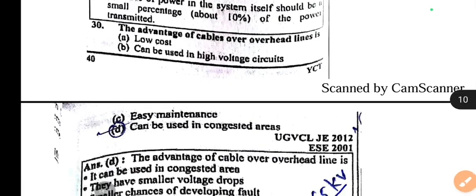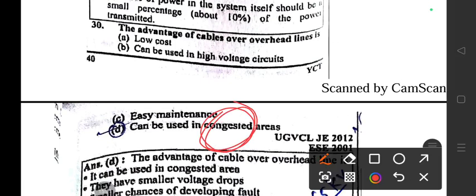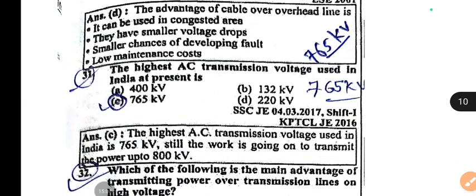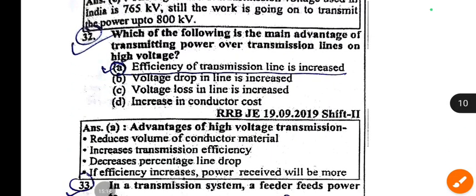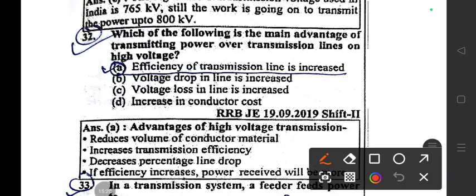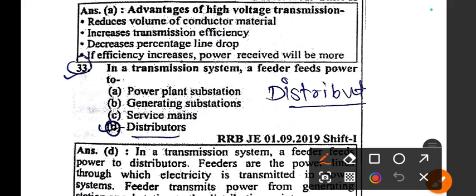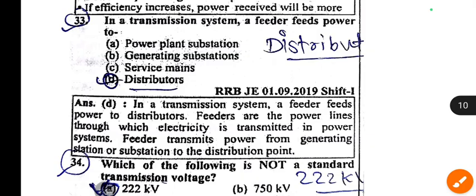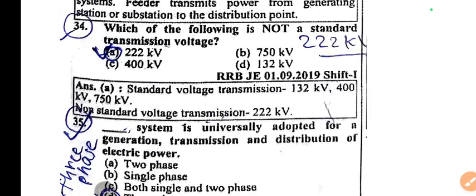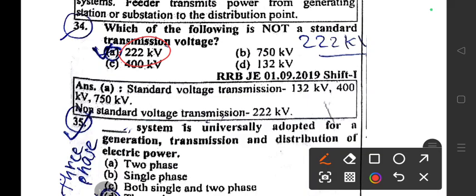Next question. An advantage of cable over overhead line is that it can be used in congested areas. The highest AC transmission voltage used in India is 765 kV. Which of the following is the main advantage of transmitting power over a transmission line at high voltage? Efficiency of the transmission line increases. In a transmission system, a feeder feeds power to the distributor, so the answer is distributor. Not a standard transmission voltage: 222 kV.